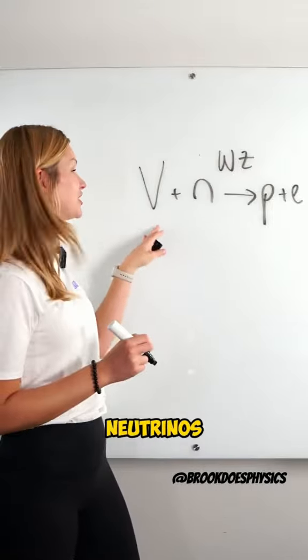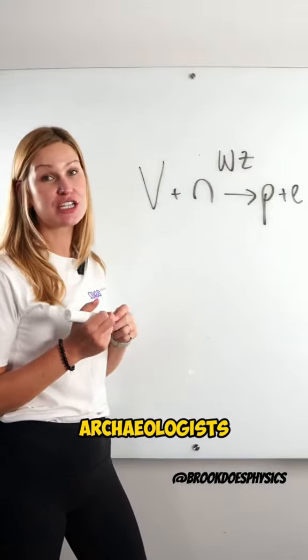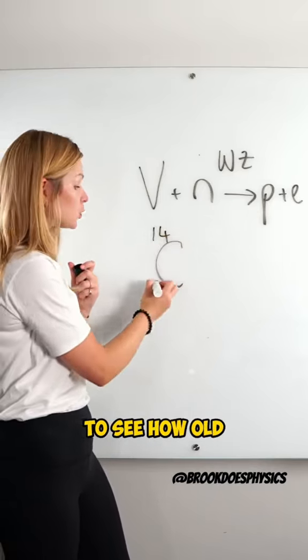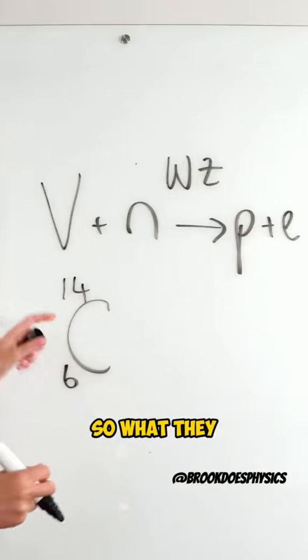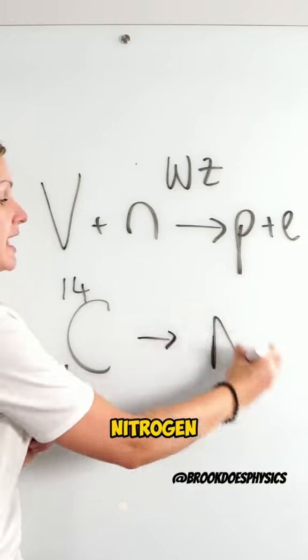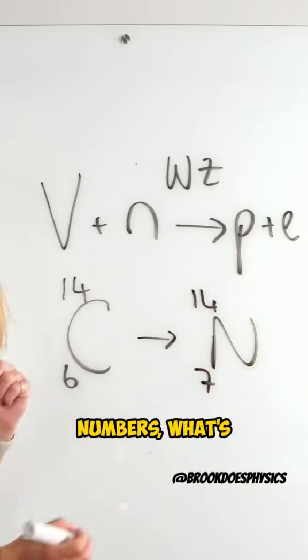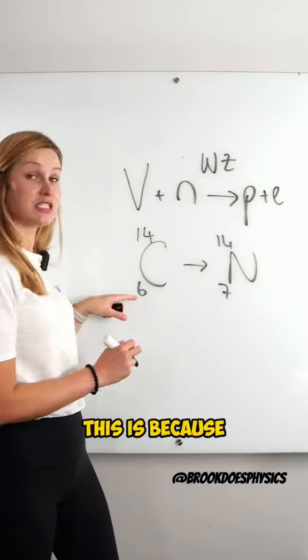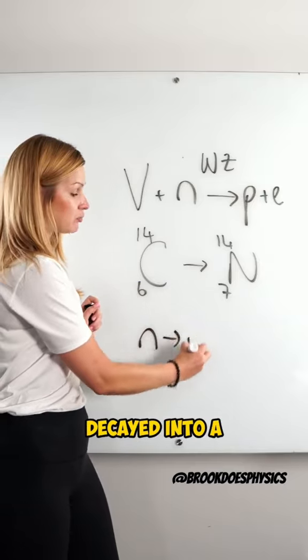Another equation neutrinos are involved in is when archaeologists use carbon-14 to look at radioactive decay, to see how old bones could be, how old wood could be. So they look at the proportion of this carbon-14 that decays into nitrogen. And if you look at the numbers, the proton number is increased by 1. So this is because a neutron has decayed into a proton.